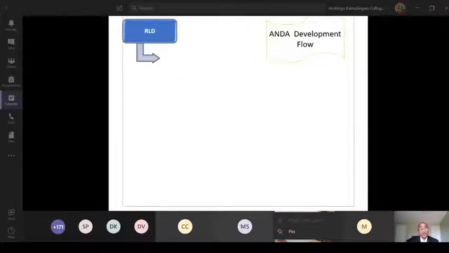In this slide, I'm going to talk about the typical ANDA development overall view, the chart. First is the RLD. What is RLD? It is the reference listed drug from the innovator, the brand companies. They took a huge amount of time and resources to develop the RLD. So extensive data is available from the FDA website, maybe from the CMC sections and microbiological sections, and how they developed toxicology, everything is available from the FDA website.